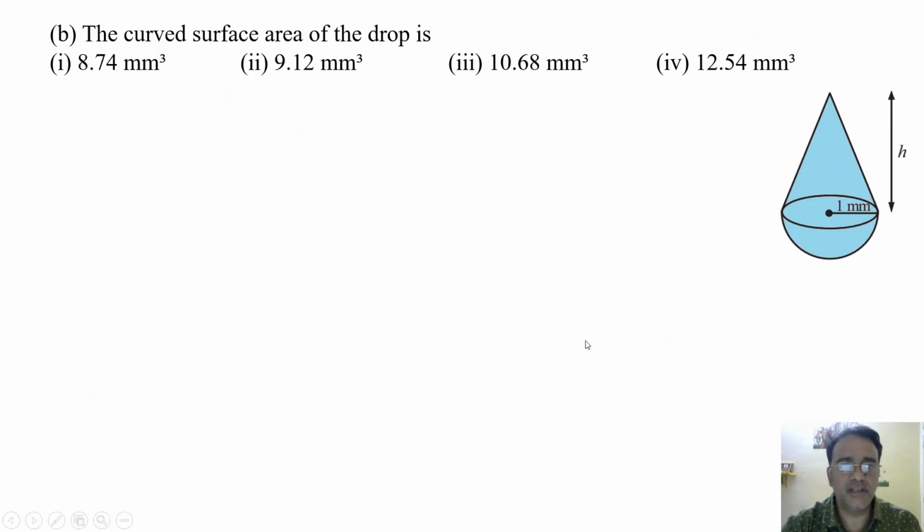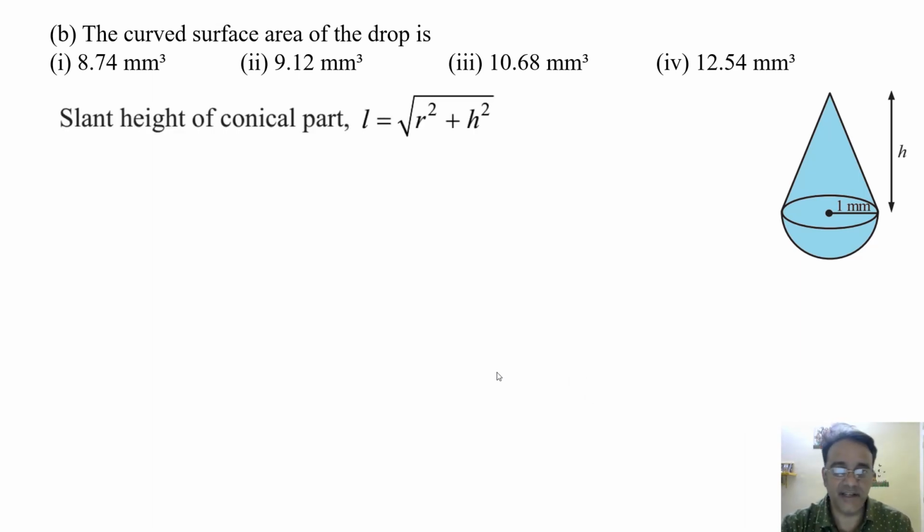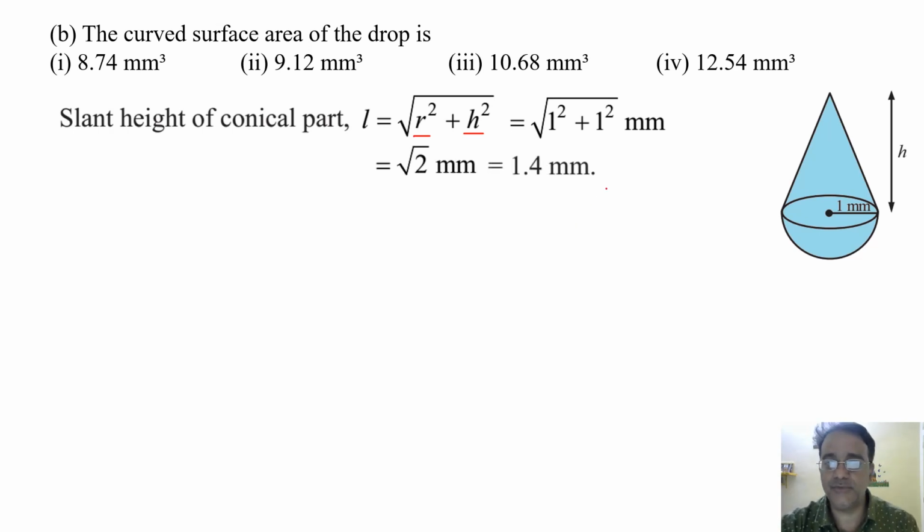Now the next question, the curved surface area of the drop is. Now the curved surface area of the drop will be equal to curved surface area of hemisphere plus curved surface area of the conical part. But for the conical part we require slant height. So first of all, we will find the slant height. So l is equal to root over r square plus h square. R is 1 and h is also 1. So we'll get 1 square plus 1 square, that is 1 plus 1, root 2. And the value of root 2 is given in the context, that is 1.4 millimeter. So we got the value of l.